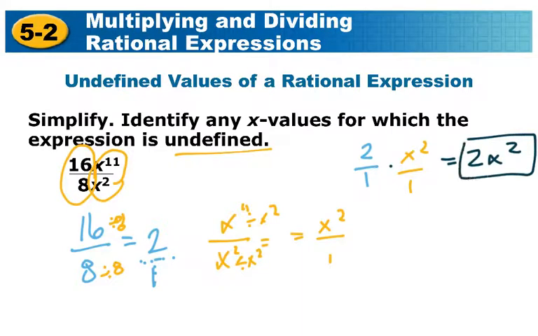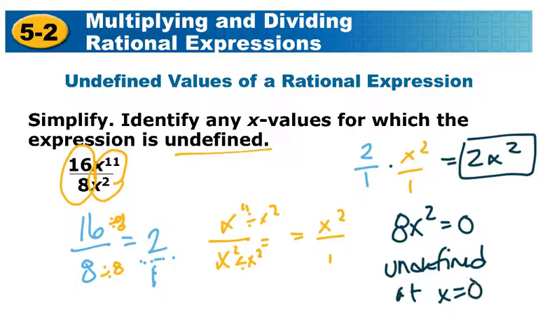But of course, since we came from this original denominator of 8x squared, setting it equal to 0, it's undefined at x equals 0, because that's the only way that you would get a 0 from 8x squared. So, again, x cannot be 0 because it would be undefined at 0, so that's what our answer includes.